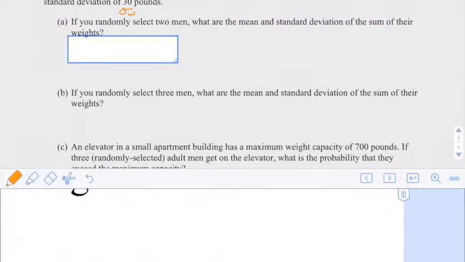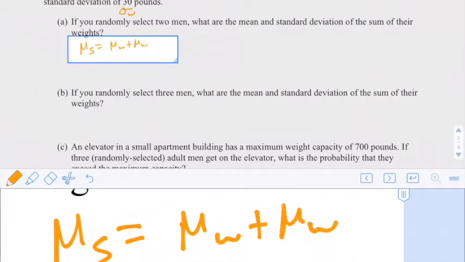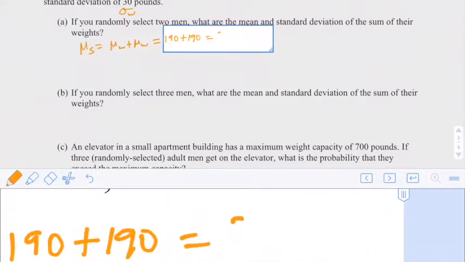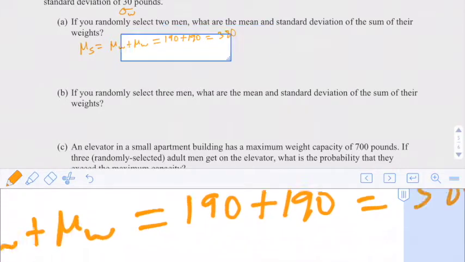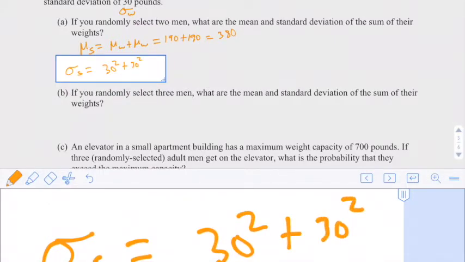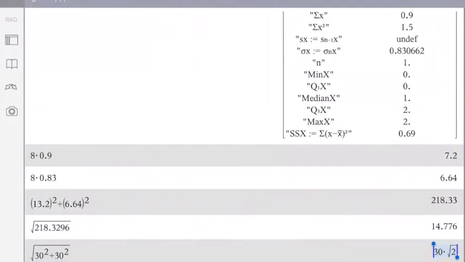If you randomly select two men, what are the mean and standard deviations of the sum of their weights? So we're adding them. So the mean of the sum equals the mean of the first weight plus the mean of the second weight. So that's just 190 plus 190, so 380 pounds. Then we have our standard deviation of the sum. Well, remember, the standard deviations don't add, the variances add. So we're going to do 30 squared plus 30 squared, and then we'll take the square root of everything to get that standard deviation. So the square root is 42.43.